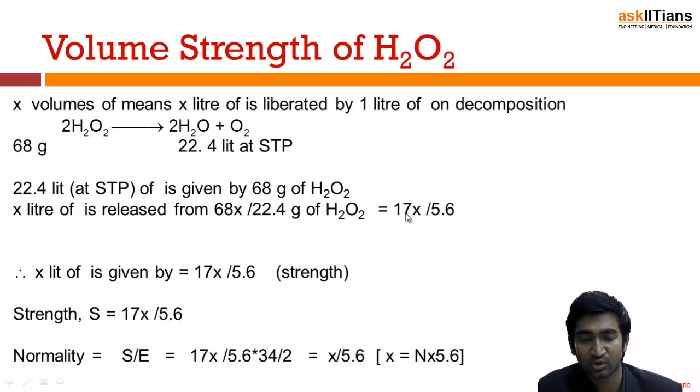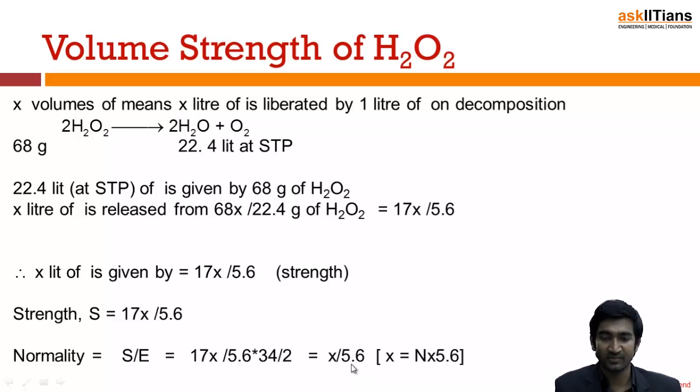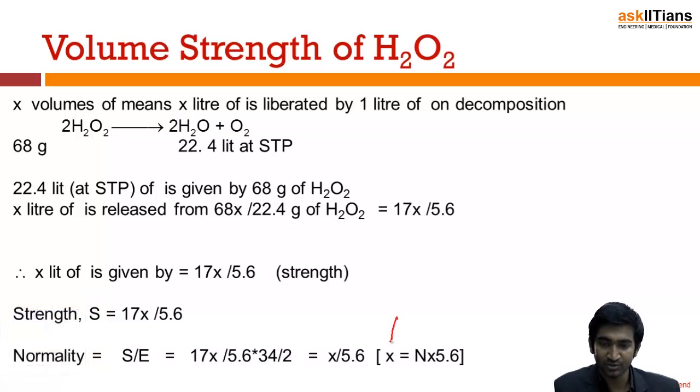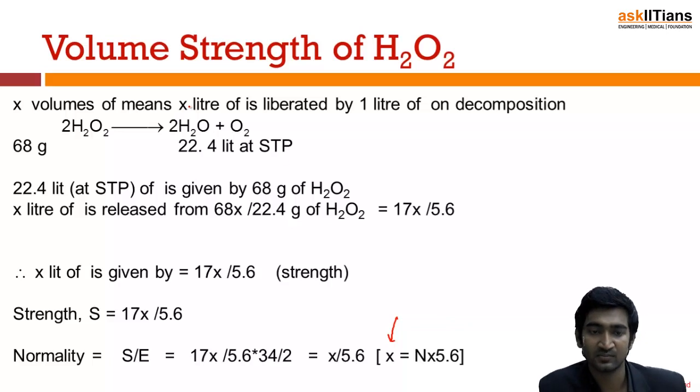Here X is the volume I have taken, in liters. So S equals 17X divided by 5.6. Normality is equal to S by E, which is 17X divided by 5.6 into 34 by 2, and that equals X by 5.6. From here you can find that X, the volume strength, is equal to normality into 5.6 for an H2O2 solution. This is the last topic of redox titration. We titrate against H2O2 also to find the concentration of the respective species.